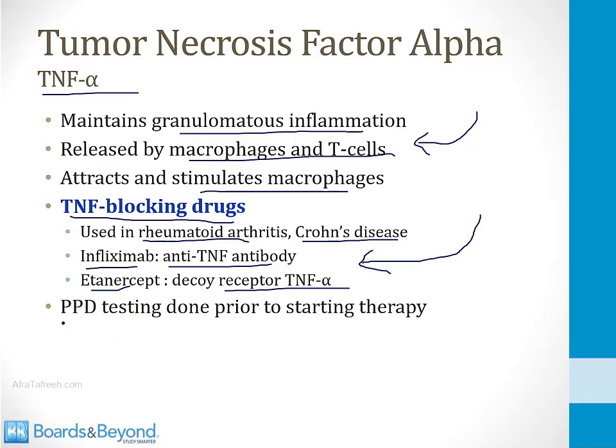So for that reason, PPD testing, which is a screening test for latent TB, is always done prior to starting therapy with one of these drugs. TNF-alpha is very important for granulomatous inflammation. It's also very important in fighting off intracellular organisms. So for both of those reasons, when you block it, tuberculosis has a high likelihood of flaring if you have latent TB inside of your body.